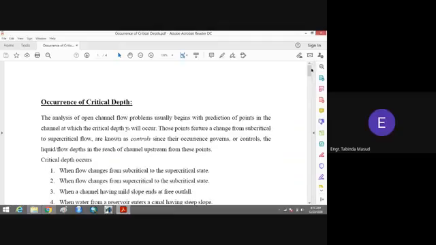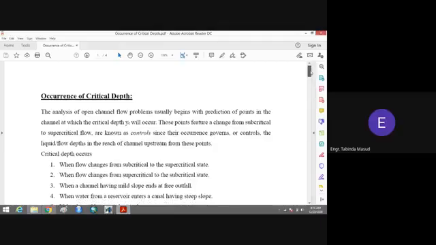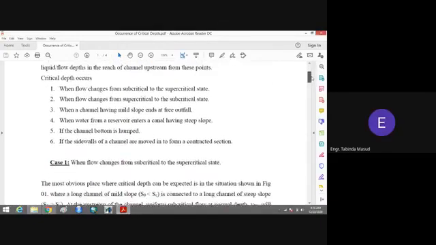So here is the next topic, that is occurrence of the critical depth. We have six situations where we can have the critical depth of the flow in a channel. We are going to discuss these cases one by one. Case number one is when flow changes from subcritical to supercritical state. Case number two, when flow changes from supercritical to subcritical state.